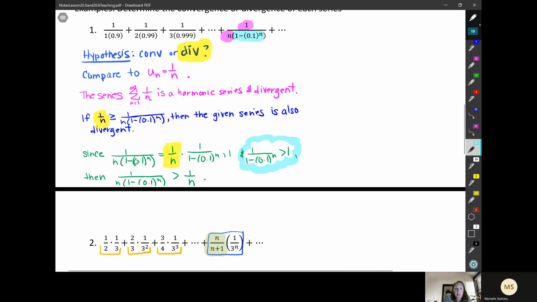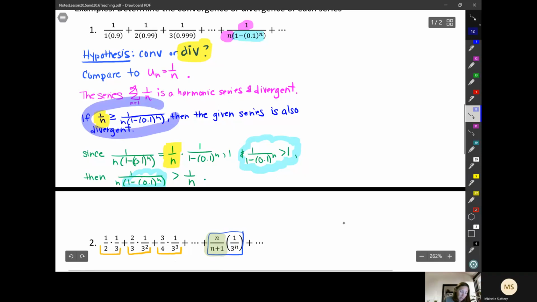So if that's always greater than 1, then that means when I multiply that by the 1 over n, then this quantity times the 1 over n has to be greater than just 1 over n. And there I've proven what I wanted to prove, and what I said here I was trying to do. If this was true, then the given series also diverges. So I've just explained why that's true.